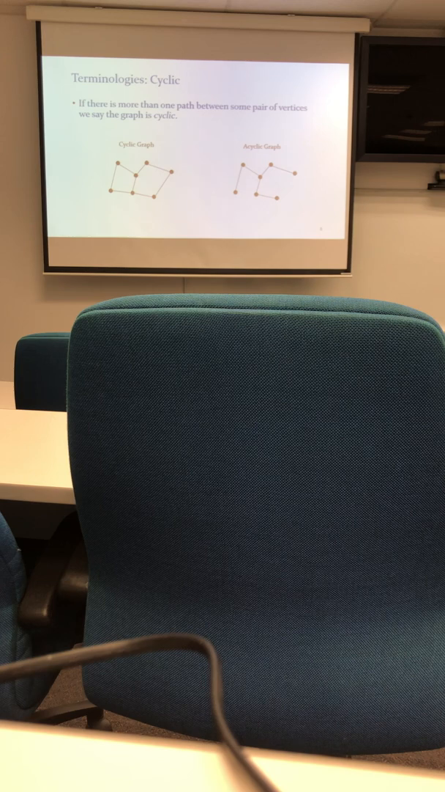A cyclic graph is a graph containing a cycle. If a graph contains a cycle, it's a cyclic graph. If the graph does not contain a cycle, then it's an acyclic graph.